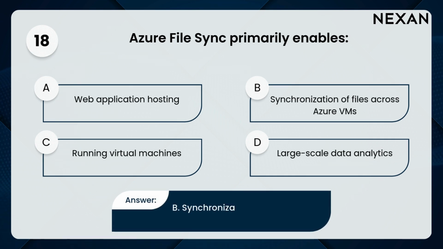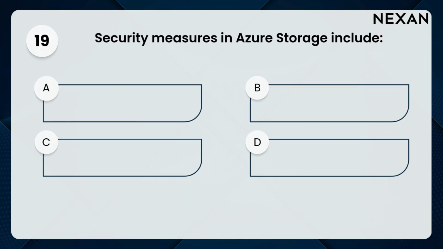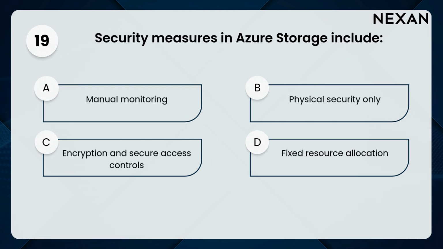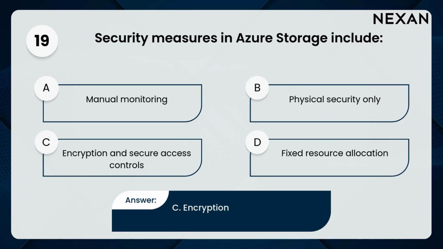Answer: B, synchronization of files across Azure VMs. 19. Security measures in Azure Storage include A, manual monitoring, B, physical security only, C, encryption and secure access controls, D, fixed resource allocation. Answer: C, encryption and secure access controls.